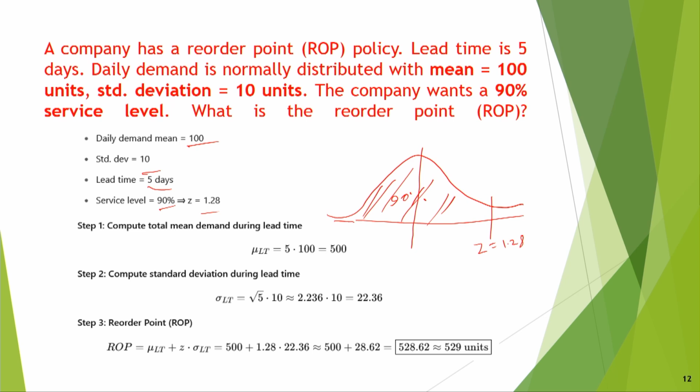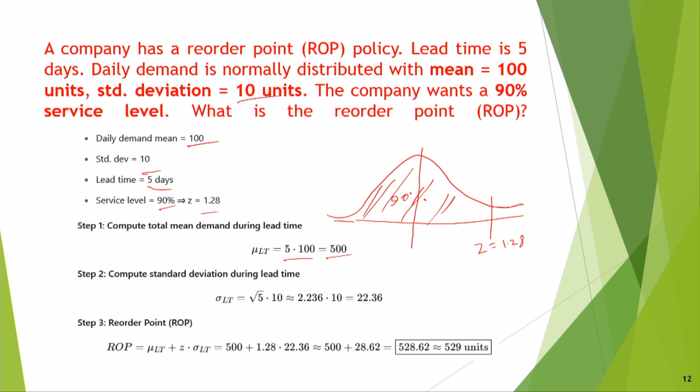So, you compute the total mean demand during the lead time, which is 5 days. Daily demand is 100, so in 5 days, in the lead time, the amount has to be 5 into 100, that means 500. But you have to compute the standard deviation also during the lead time. Per day standard deviation is 10 units.